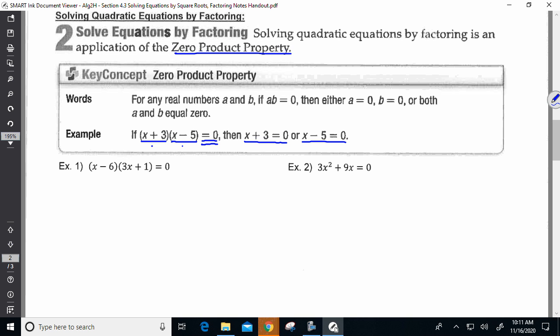So, if you have an equation that's already factored, and it's equal to zero, then you can separate it into mini equations. That's basically what that allows you to do.